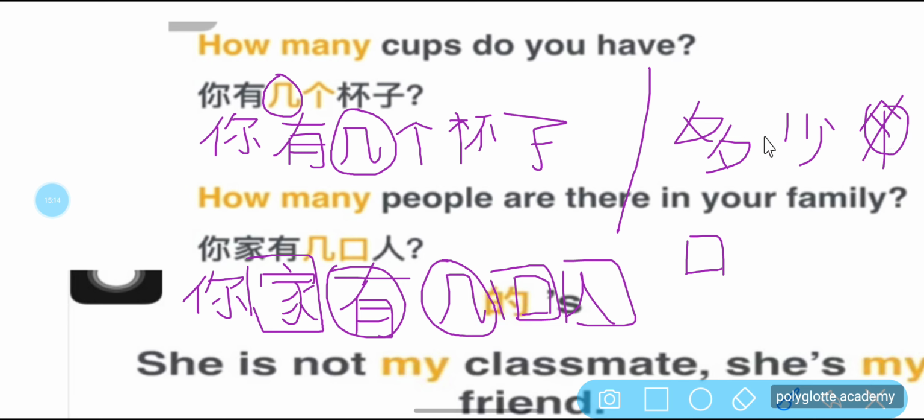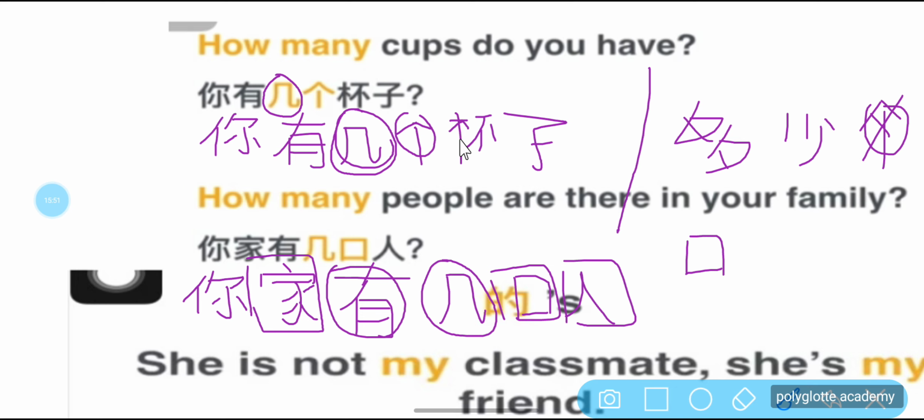If you use 多少, it's not necessary for you to put a measure word. But if you use 几, it is a must for you to put a measure word before the object. For example, 你有几个杯子? How many cups do you have? Less than 10, and we must put a measure word. 个, which is a measure word for cups.